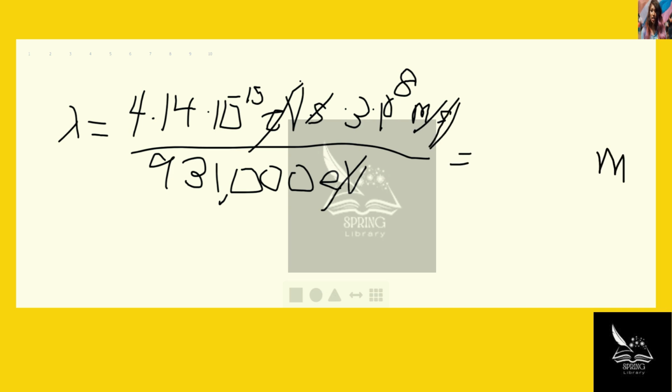And we plug all of this into a calculator: 4.14 times 10 to the minus 15 times 3 times 10 to the 8, all over 931,000. That gets us 1.334 times 10 to the minus 12 meters. And that's our solution.